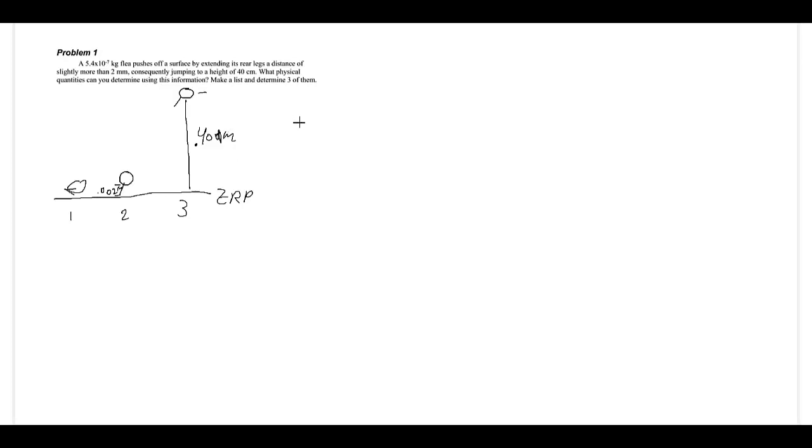So let's start by drawing a bar chart for the two scenarios, right? So the two parts from here to here and from here to here. So we start with the first one, which will include the flea, and we can include the earth in the system too, if you really want.